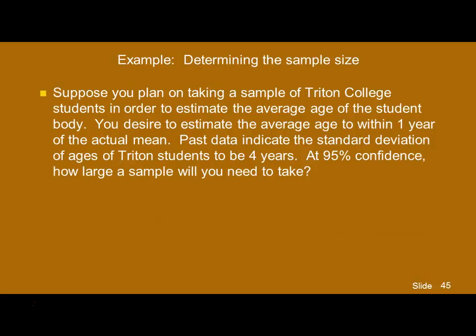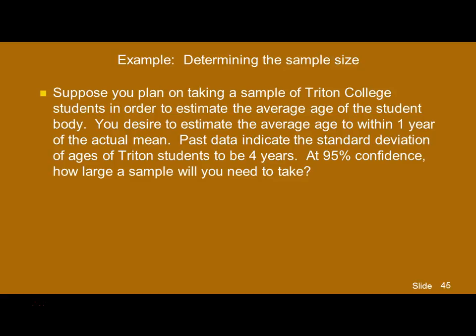Let's do an example. Suppose you were going to take a sample of Triton College students in order to estimate the average age of the student body. You desire to estimate the average age to within 1 year of the actual mean. So that's your margin of error. You don't want to be off by more than 1 year. Past data indicate the standard deviation of ages of Triton students to be 4 years. So you're given a standard deviation figure. At 95% confidence, how large a sample would you need to take?